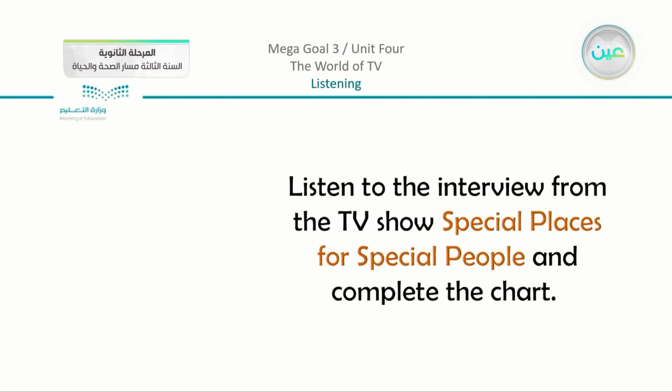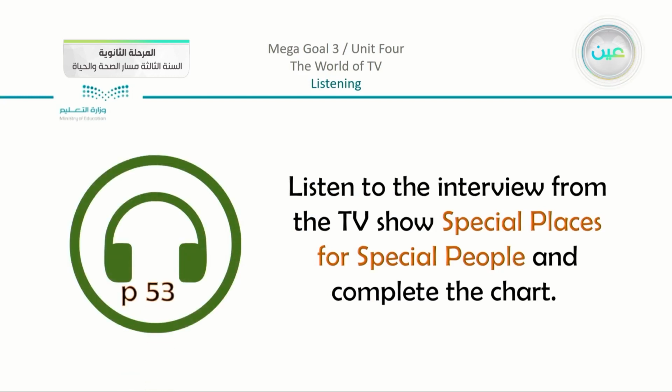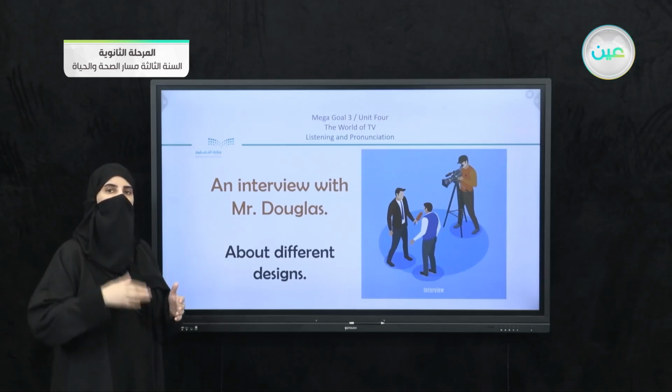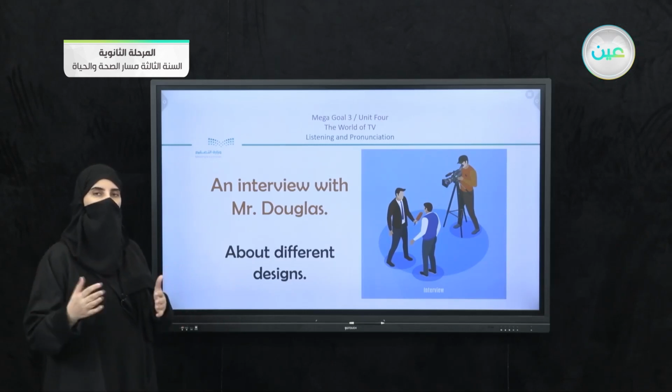So we're going to move on. Now in the book we have here, listen to the interview from the TV show Special Places for Special People and complete the chart. So be ready, open your books on page number 53. We are going to listen together. The interview is with Mr. Douglas. Now Mr. Douglas here is talking about different designs. So just to catch up, we are going to listen to the interview with Mr. Douglas, who is going to talk about different designs of decorations that can be used at home or at work.